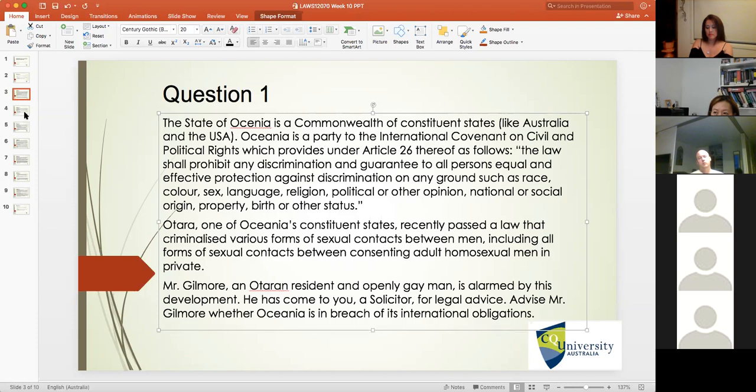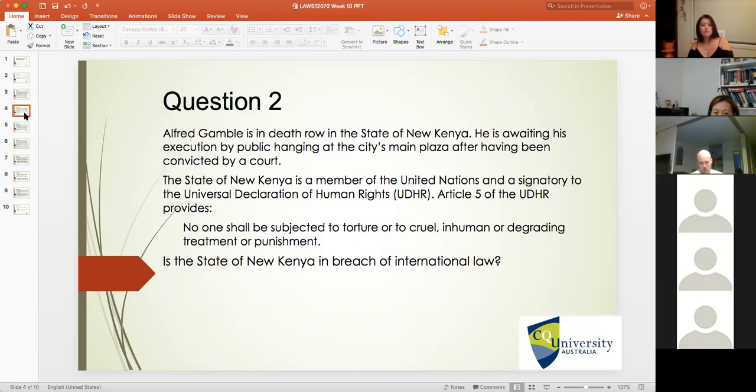Okay. Question two. Can I get somebody to read question two? Yeah, I'll read it for you. Thank you, Jack. Alfred Gamble is in death row in the state of New Kenya. He is awaiting his execution by public hanging at the city's main plaza after having been convicted by a court. The state of New Kenya is a member of the United Nations and a signatory to the Universal Declaration of Human Rights. Article 5 of the UDHR provides, "No one shall be subject to torture or to cruel, inhumane or degrading treatment or punishment." Is the state of New Kenya in breach of international law on the basis of the Universal Declaration of Human Rights?